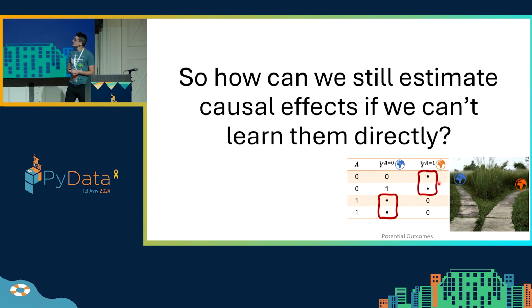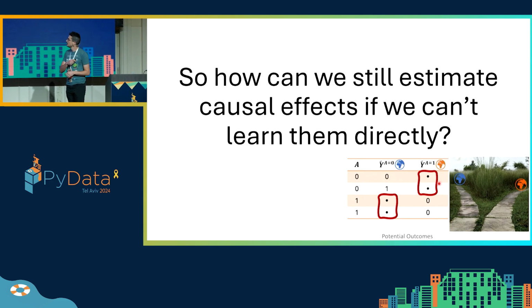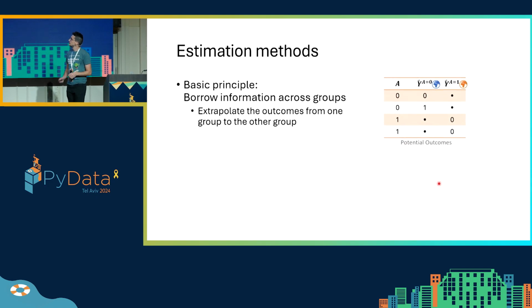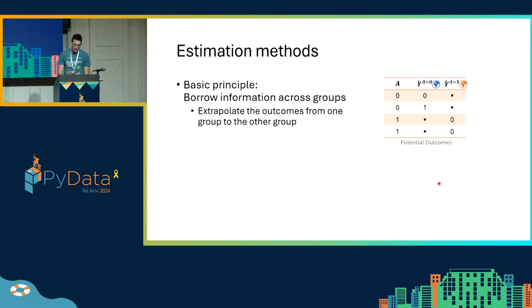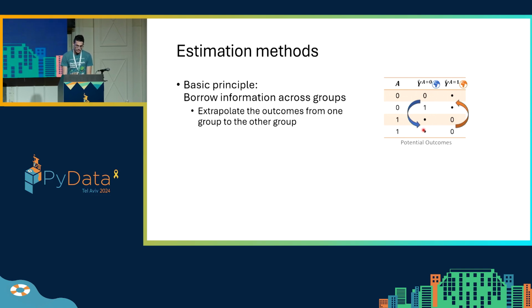So how can we still estimate causal effects if we can't learn them directly? The basic principle will be to borrow information across groups. We can use the outcome for those untreated in order to guess what would have been the outcome for those who were treated had they not been treated. And vice versa, we can take the outcomes for those who have been treated and use them in order to make a guess what would have been the outcome for those who were untreated had they been treated.